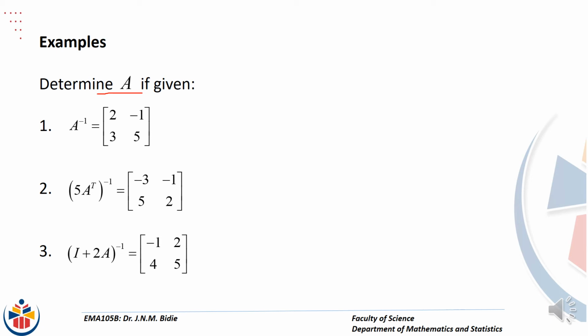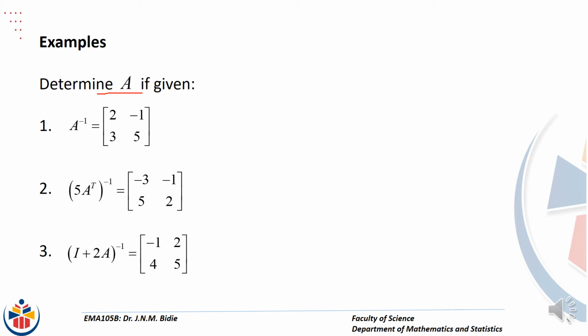It's up to you which method you choose to use. Same method that you can use even here. The inverse of an inverse gives you the original. So that means you'll have I plus 2A. Note that I has got the same order as the original matrix. So you'll have I plus 2A equal to the inverse of that matrix.